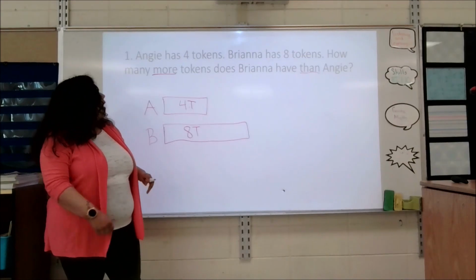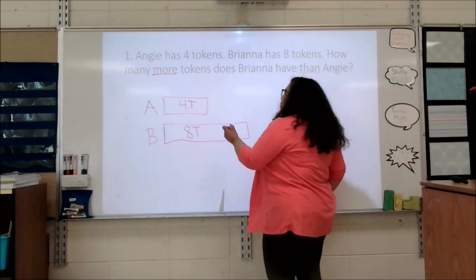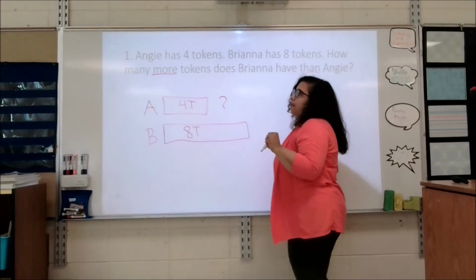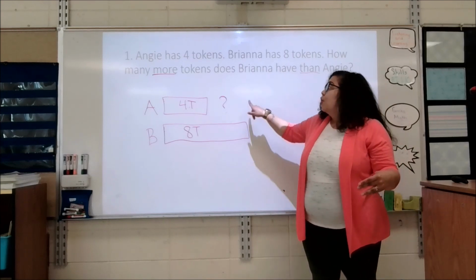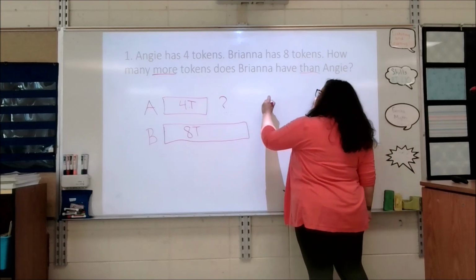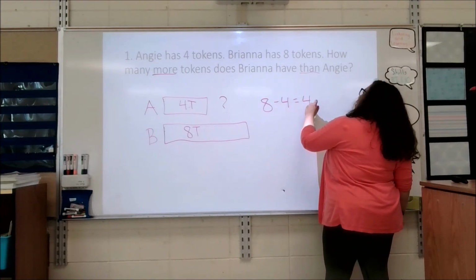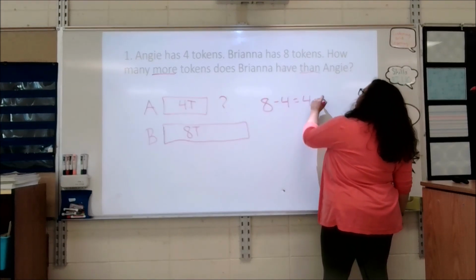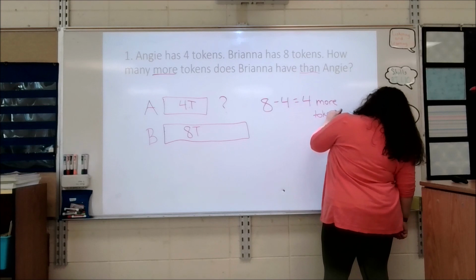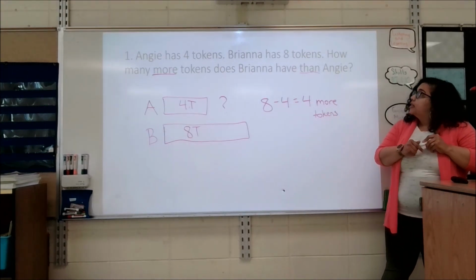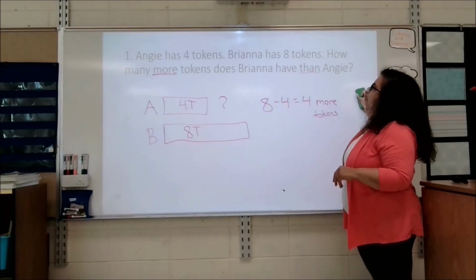We want to know how many more tokens does Brianna have than Angie. So to find that out, we want to figure out what is this number here? What is that value there? Because the amount that Brianna has is more than the amount that Angie has. We want to know what is the difference. So, we want Brianna's tokens minus Angie's tokens equals 4. Brianna has 4 more tokens than Angie. Okay? So using the double tape diagram to subtract, let's do another one.